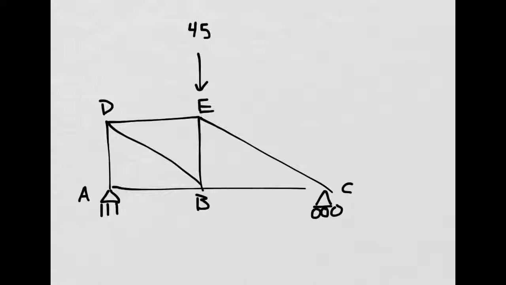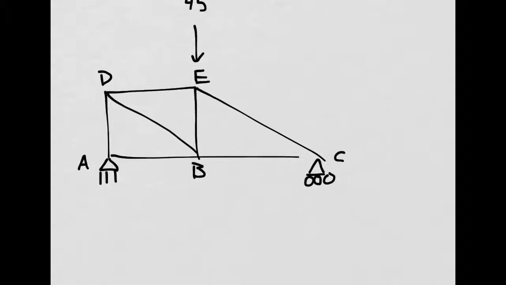All right, I'm just going to start solving stuff. I don't know if I'm going to talk that much, but here we go. There's 45 newtons, or 45 pounds, of force on the top there. And we'll start with the pivots.